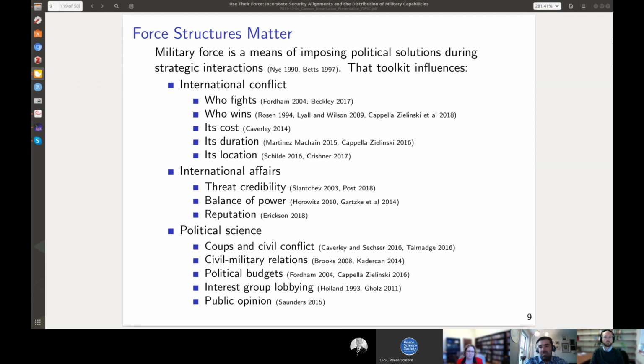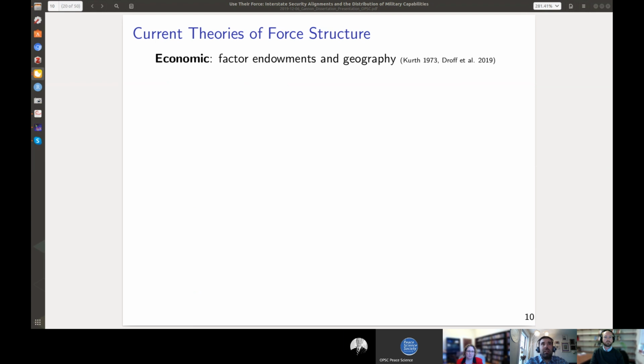So if the composition of a state's military matters for a whole host of issues that we as scholars think are important, then where does this composition come from? For current explanations, you can start with the economic perspective, that what a country has in its military is a function of factor endowments and geography. States that have more money can spend more on their military. If you have a coastline, you have a bunch of boats. If you have land borders, then you'll have things that are relevant for land borders. It's the initial, very naive assumption that we can make from the economic perspective.